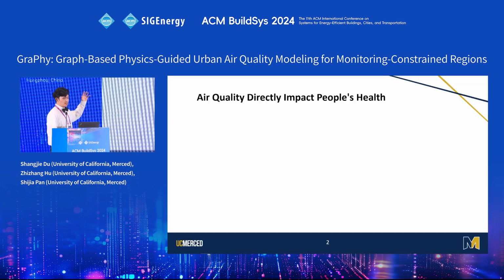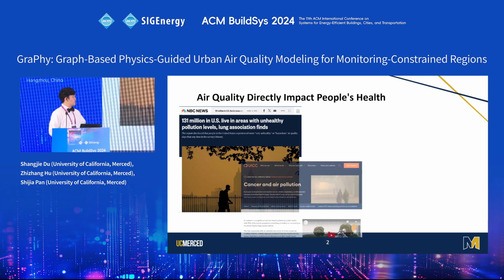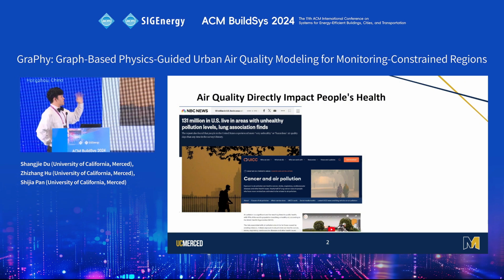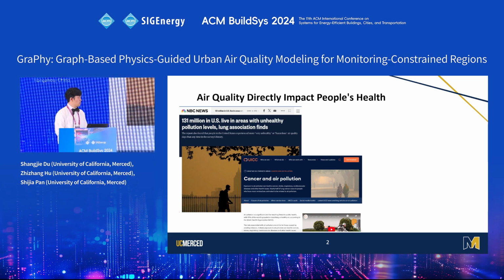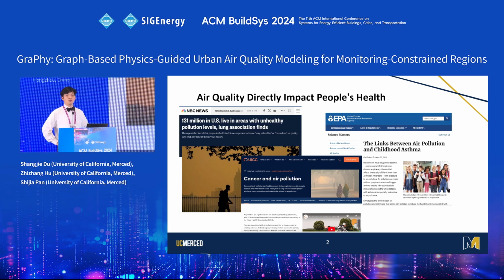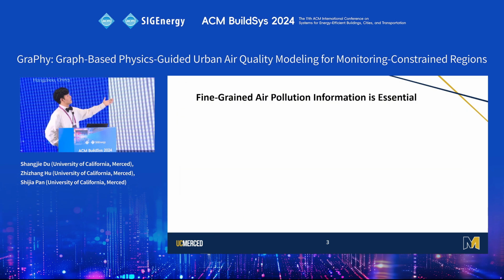Getting started, we see that air quality directly impacts people's health. According to a recent study from the American Lung Association, around 130 million Americans live in areas with unhealthy air pollution levels. This can lead to drastic health-related consequences, such as 29% of lung cancer deaths being caused by air pollution. Not only that, we see a positive correlation between pollution and children's asthma. So not only does it affect a lot of people, there are a lot of dire consequences that come along with it. So we find that monitoring this air pollution information to be essential.